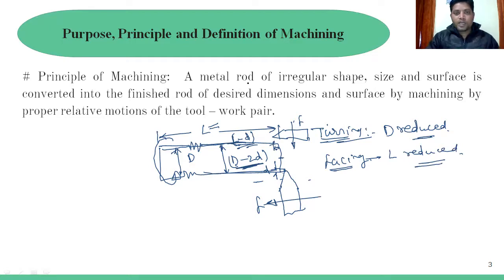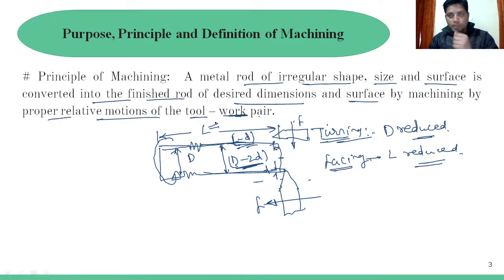As per the definition, a metal rod of irregular shape, size, and surface is converted into the finished rod, meaning of the desired dimensions and surface, by machining, by proper relative motion of the tool as well as the work pair, means both. Because this is rotating and we are providing the reciprocating motion to this one. Reciprocating means first we are moving towards this, and again without any disturbance we are bringing the tool to the original position. So this is basically the principle of machining.